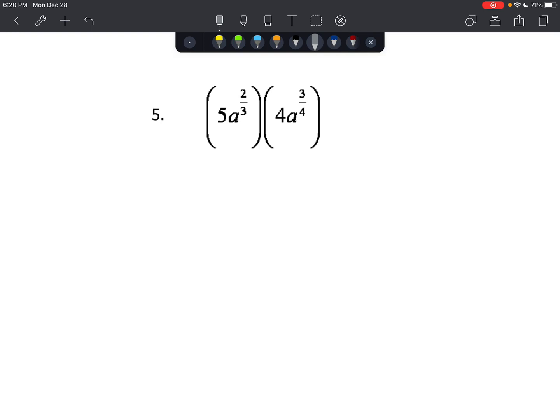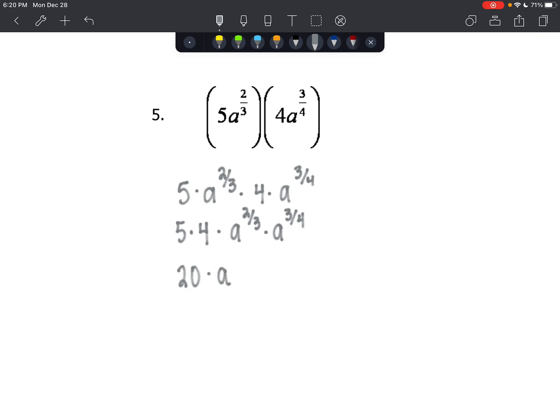Five times a to the 2/3 times 4 times a to the 3/4. We can multiply in any order, so we can multiply the 5 times 4 first, and then we have the same base, so we'll get to add those exponents. So we'll have 20, retain the base of a, and add the exponents.